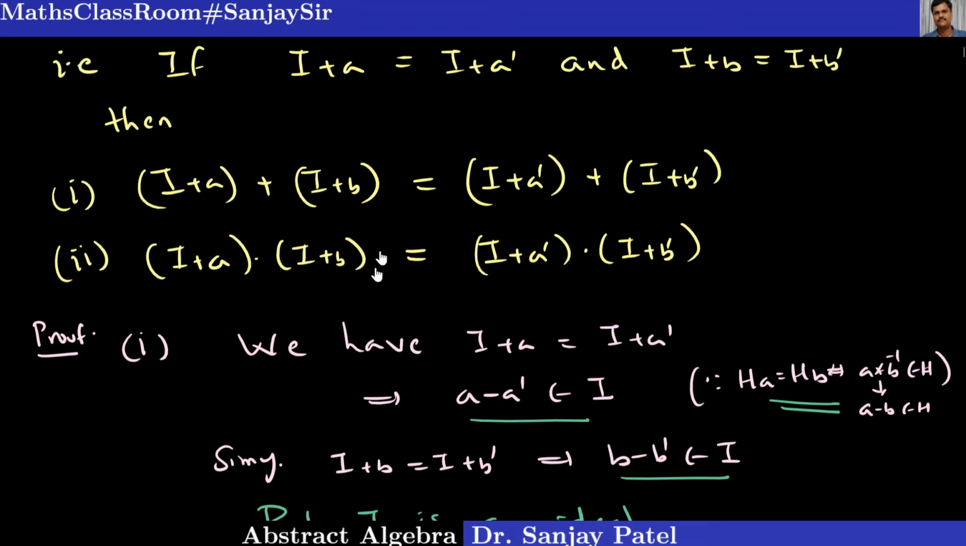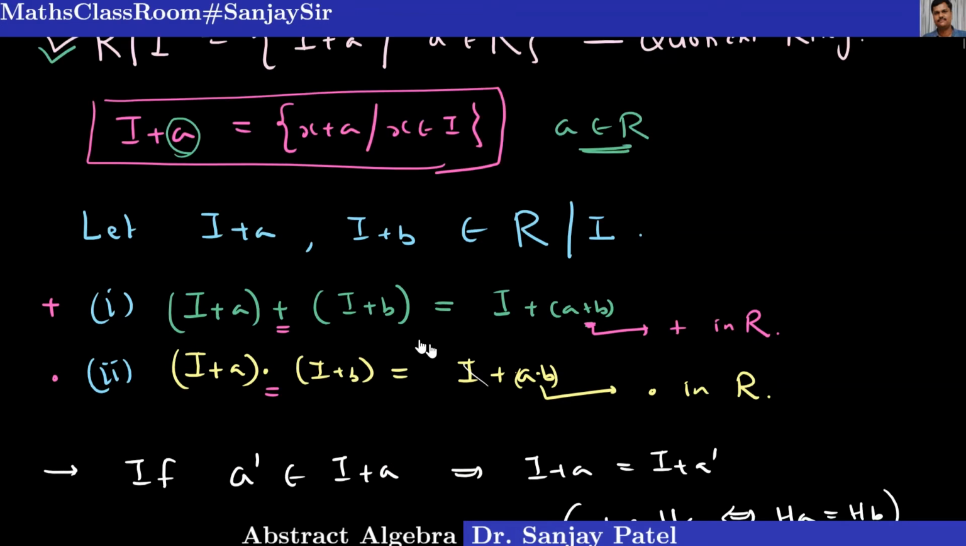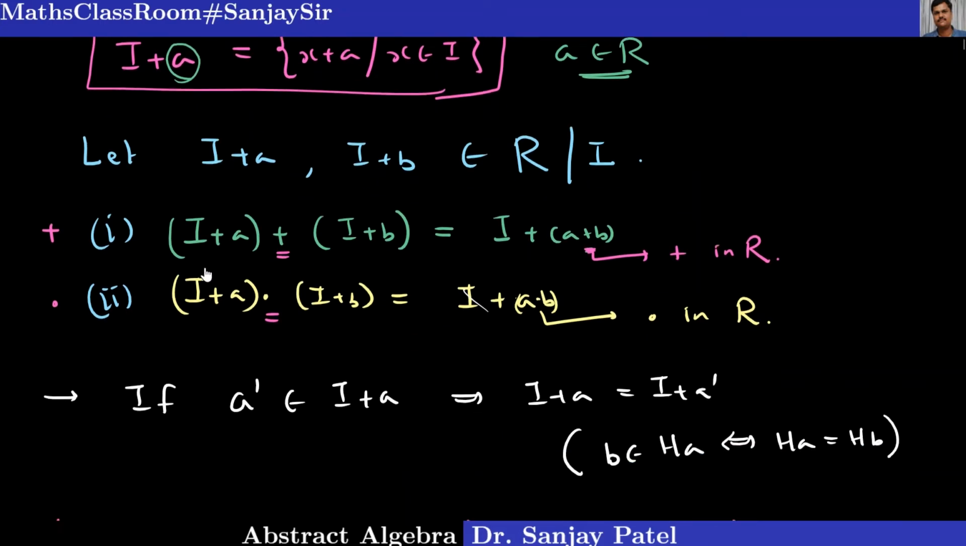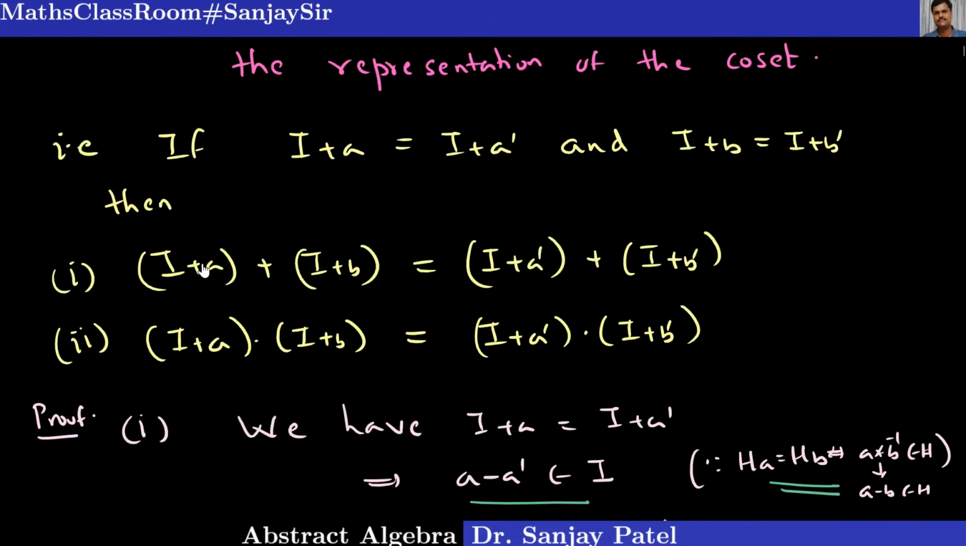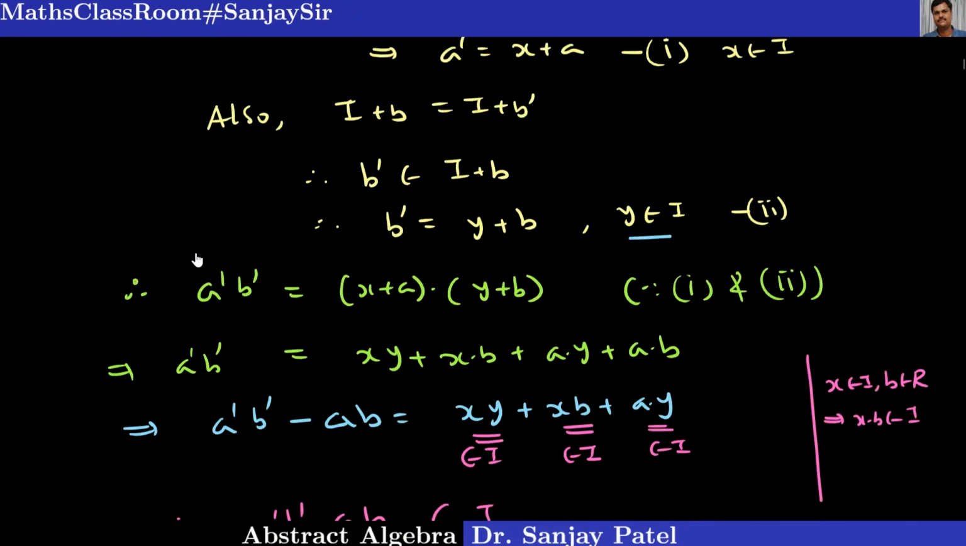So with respect to these two definitions of addition and multiplication, we are going to prove that the set R mod I is a ring. Okay. So let me write down the statement. It's a very important type of ring which we are going to use later on. So my next aim is to write this statement as a theorem.